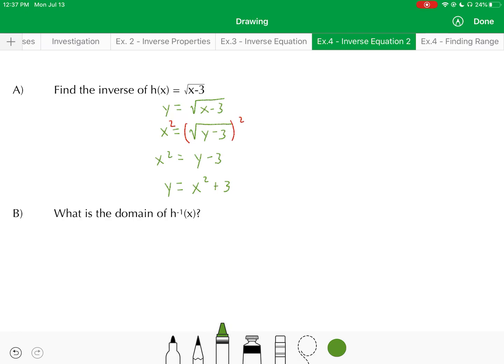Now, I think it's no surprise that a square root function is going to have an inverse that's a squared function, right? But think about this. y equals x squared plus 3. Normally that's a parabola, right? Well, parabolas aren't functions in themselves. So that means that in order for this to be considered a function, I'm not looking at the entire graph of y equals x squared plus 3. So I'm going to use function notation here.